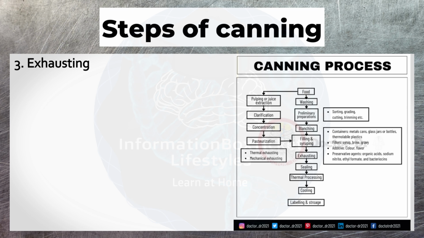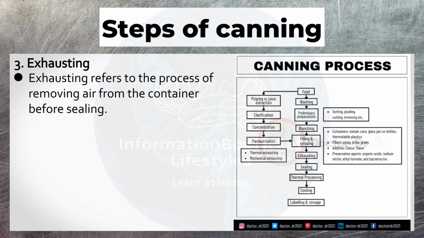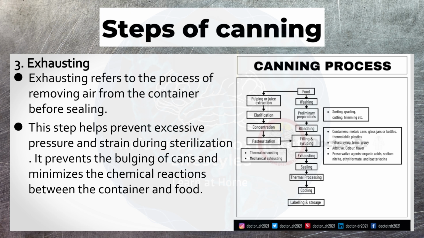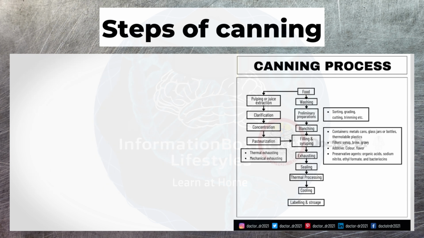3. Exhausting. Exhausting refers to the process of removing air from the container before sealing. This step helps prevent excessive pressure and strain during sterilization. It prevents the bulging of cans and minimizes the chemical reactions between the container and food.